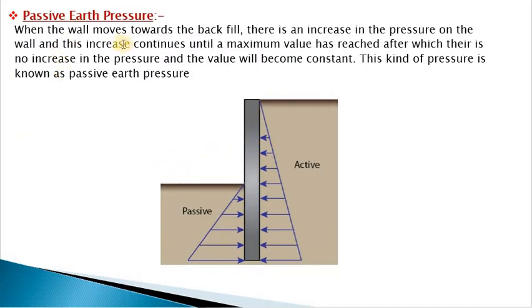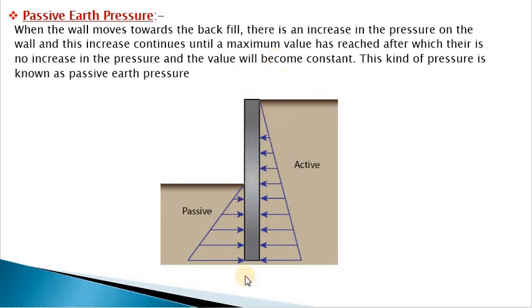Now next one is passive earth pressure. When the wall moves towards the backfill, this is actually opposite compared to the active earth pressure. There is an increase in the pressure on the wall, and this increase continues until a maximum value is reached, after which there is no increase in the pressure and the value becomes constant. This kind of pressure is known as the passive earth pressure.